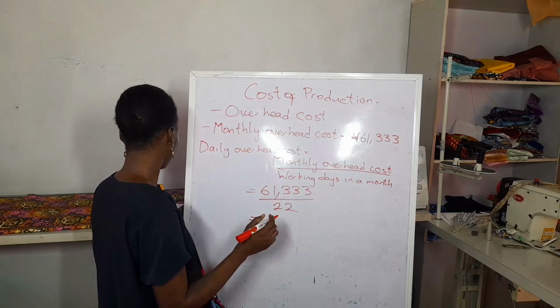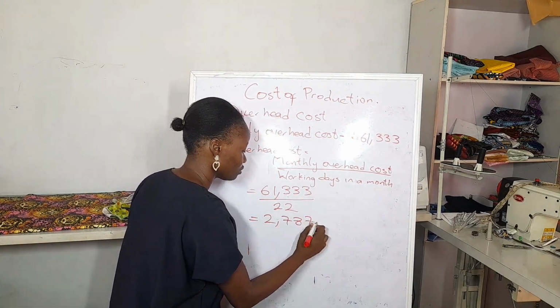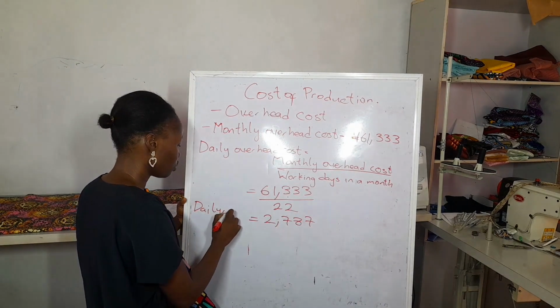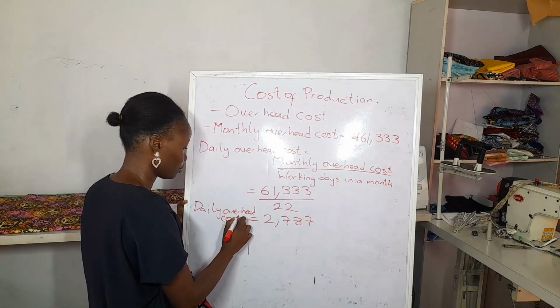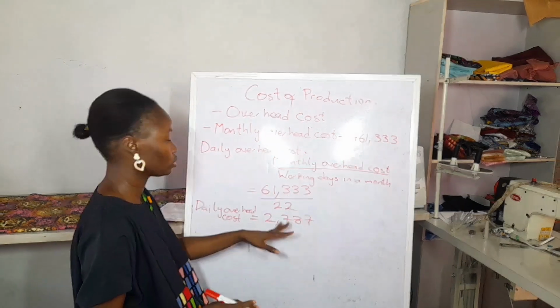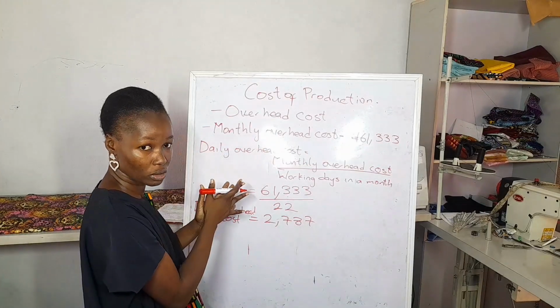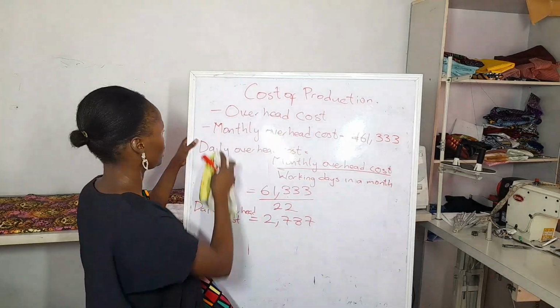Now that will give me 2,787. So this is my daily overhead cost. So my daily overhead cost is 2,787. So that's that for our overhead cost. So now we'll be moving to cost of materials.